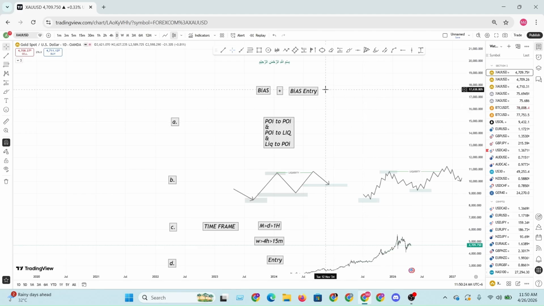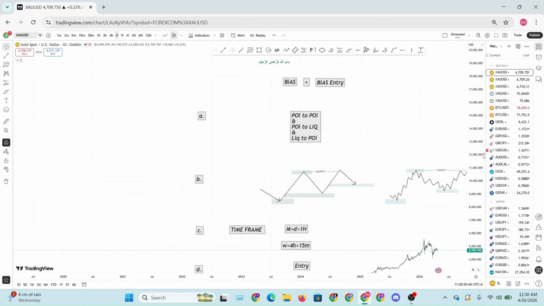Hello guys, today's class is about bias, and at last we see the bias entries. This is an important class, so be focused and note down what I say.